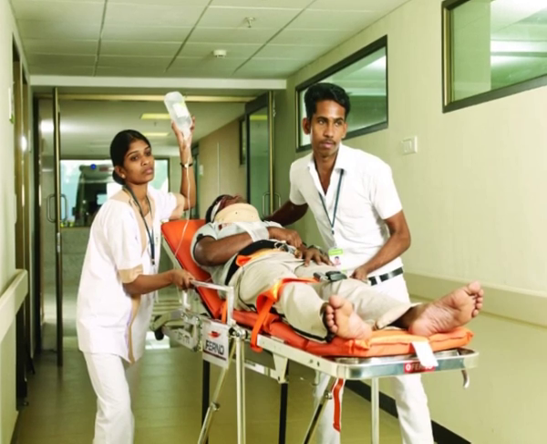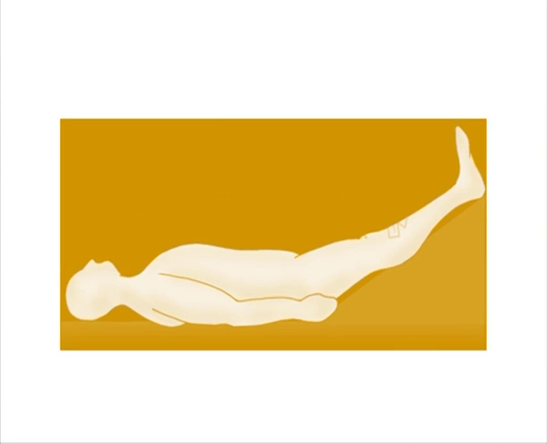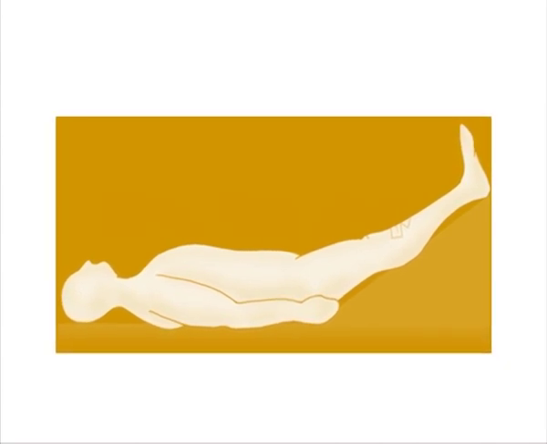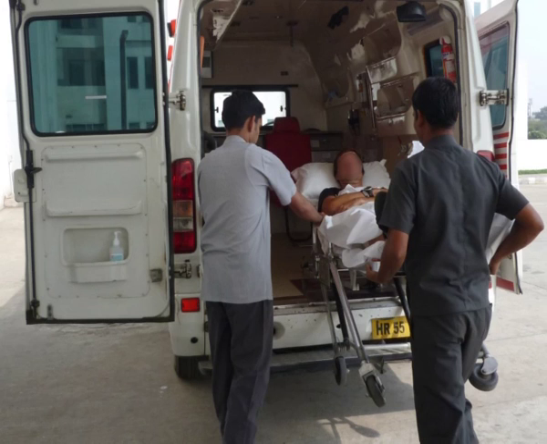After getting a fair idea about types of various shocks, let's move towards the emergency treatment to be adopted in shock. The emergency treatment includes, number 1, place the patient in the supine position and elevate the legs to increase venous flow to the heart, which is shown on your screen. Point number 2, the patient should be shifted as early as possible to the hospital.